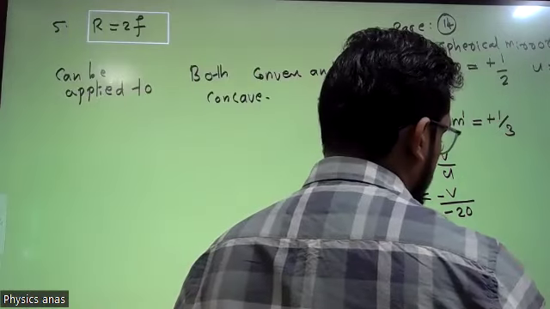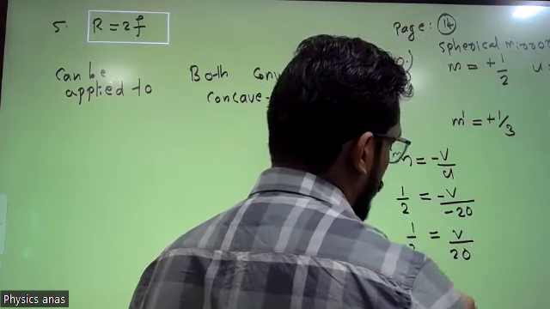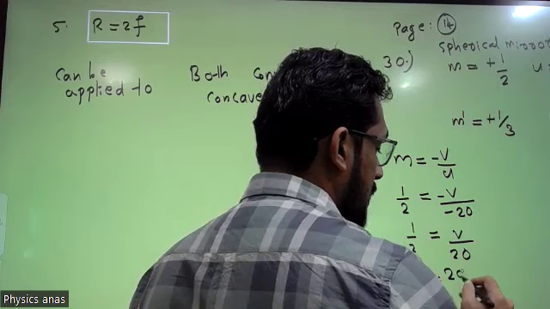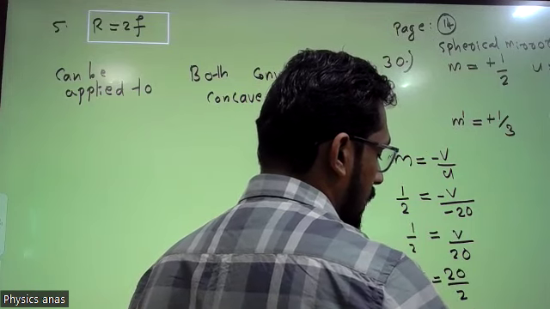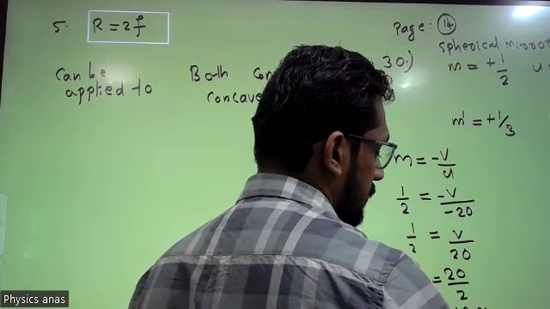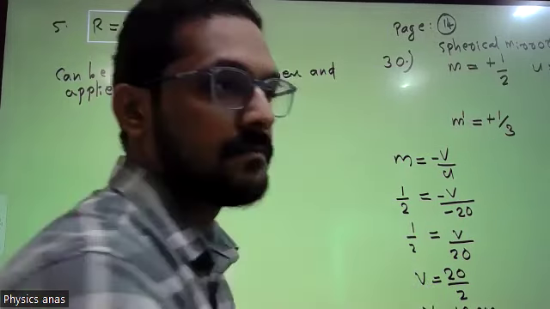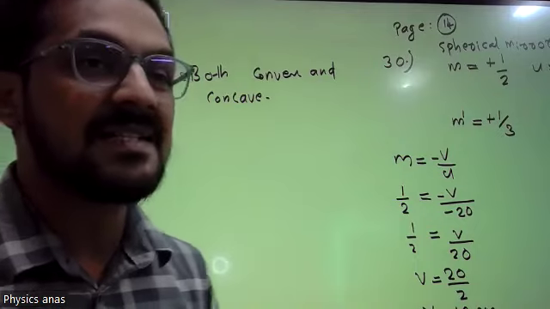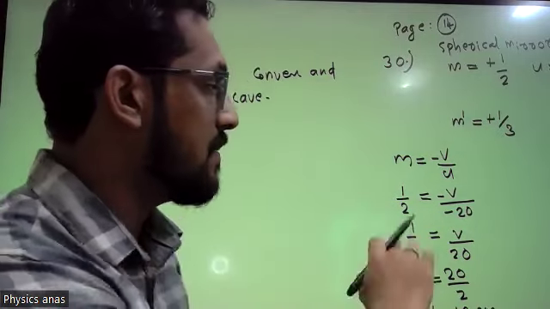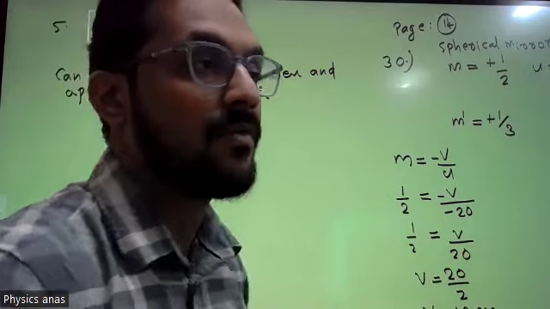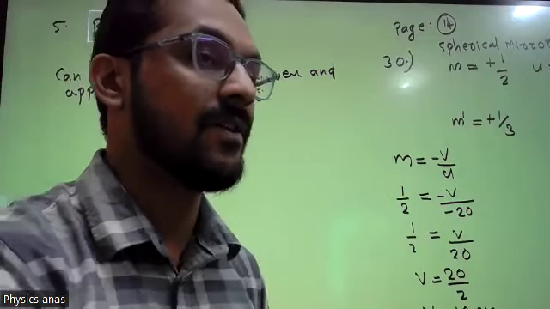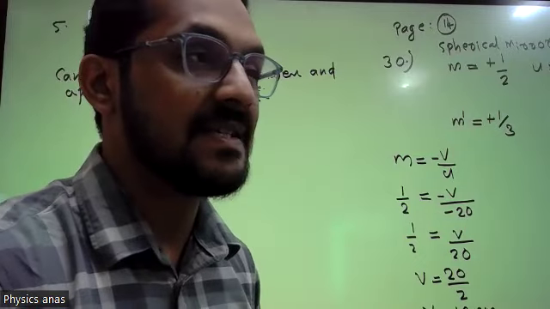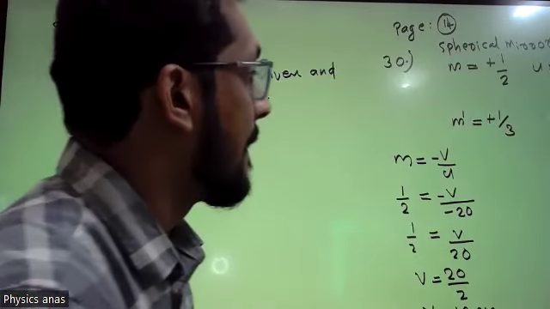And v by 20 is 1 by 2. V is what? Just take this 20 here. 20 divided by 2 will be the value of v, that is 10 centimeters. Right? V will be 10 centimeters. That means the image is formed on the right side of the mirror. That's why the distance v is positive. Okay?